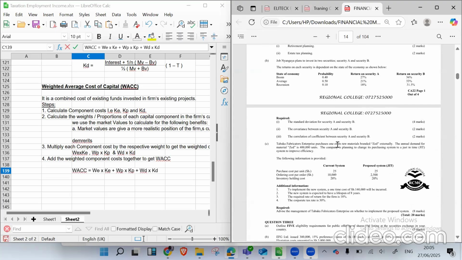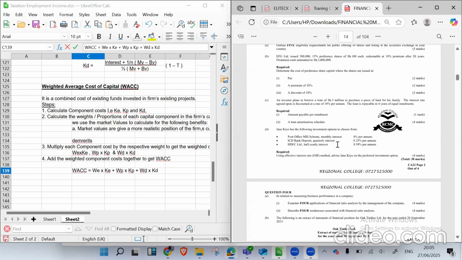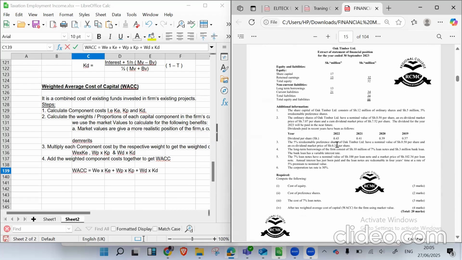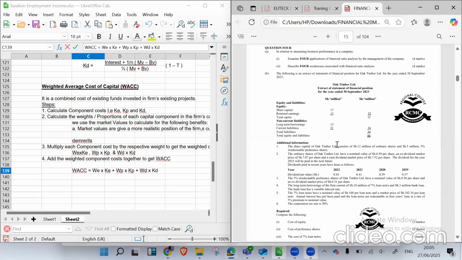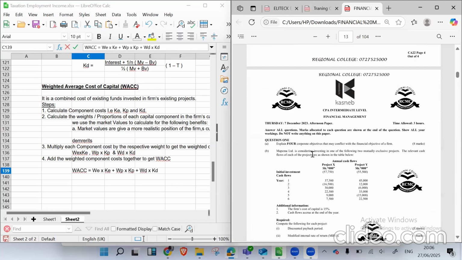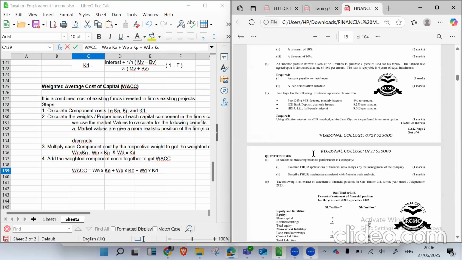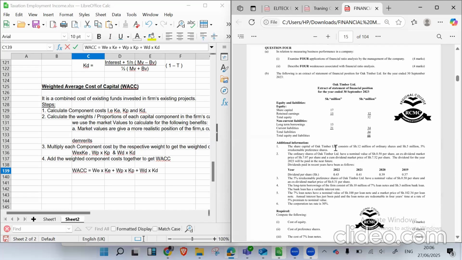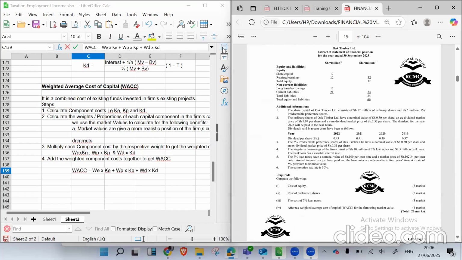So as we conclude on that, we can take some time and look at question 4B of December 2023.